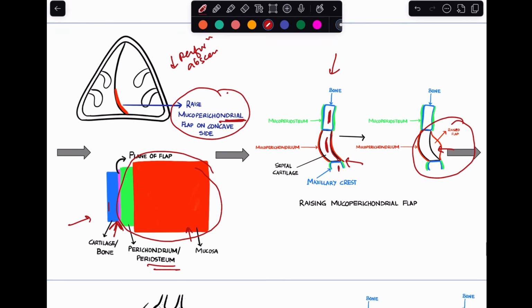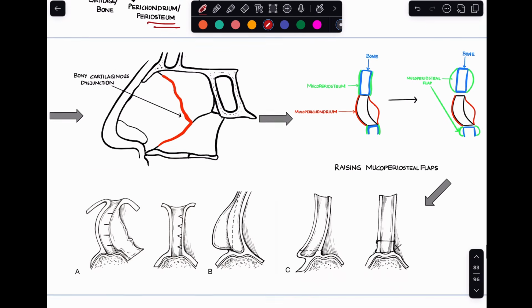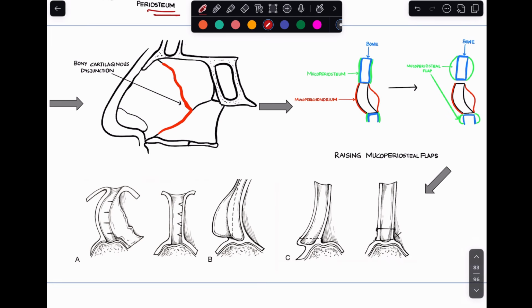So after raising the mucoperichondrial flap on one side, our next step is to do a bony cartilaginous disjunction. So this here is the septal cartilage, and this is the bony cartilaginous junction that we are seeing. So we have to disarticulate this junction so that we can gain access to the opposite side of the septum. So we perform a bony cartilaginous disjunction. After performing this, now we have access to the other side of the septum.